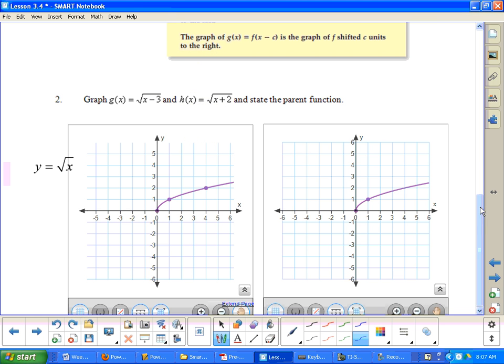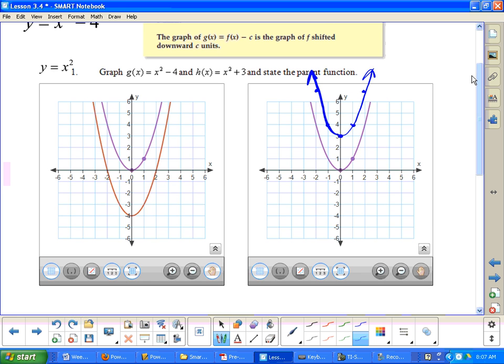It's a quadratic. I'm sorry, we didn't say that. Okay, it says state the parent function. The parent function here is a quadratic because it's x squared.